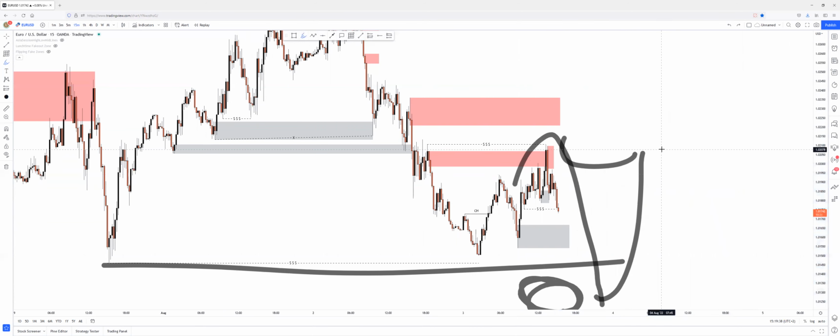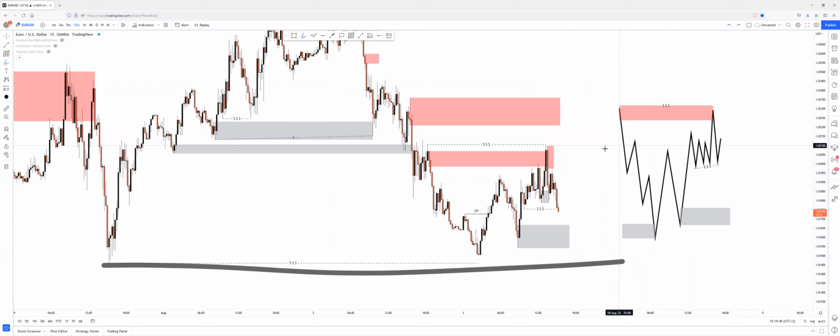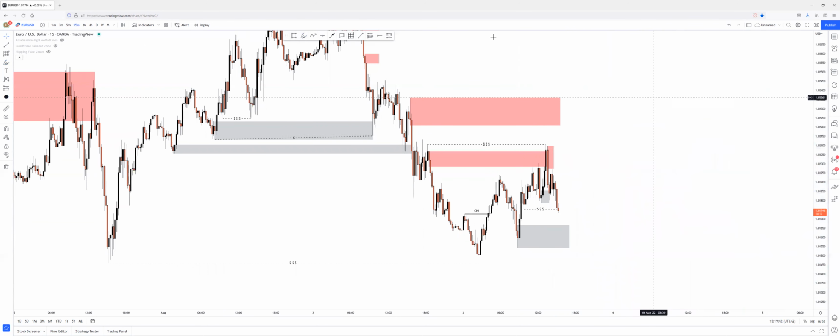This is how a structure works, right? This is how the structure works around liquidity. Structure combined with liquidity is the most powerful tool in trading. If you understand liquidity and if you understand how the structure works, you'll be able to execute banger trades.